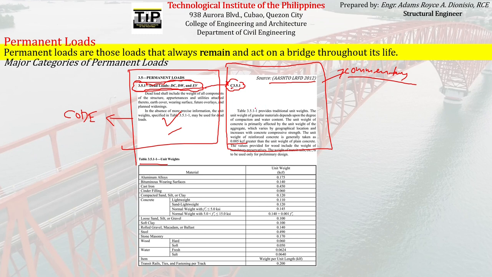Okay, sometimes may mga ganong part dito ng code na yung commentary nililinaw niya, kumbaga. It clearly explains the purpose or the meaning of the particular code provision. Okay? Kunyari may define dito sa code na H is equal to ganto ganyan. Di mo alam ano yung ibig sabihin ng H. Dito sa commentary, biglang specify niya, H is this. It is the total depth of the primary member.